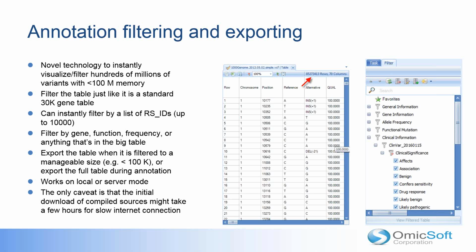And for the table, obviously, if you want to export 85 million rows, you still can. It just takes a very long time. It doesn't take a lot of memory, but it will take a long time. But you can filter first, and when the size of the table is manageable, you can start to export this in Excel or a text file. So this actually works in either local mode or server mode.